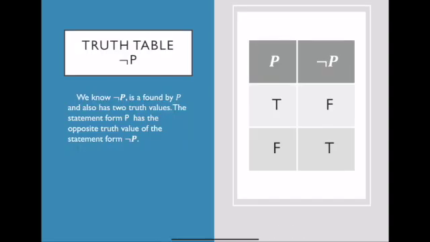So let's look at some examples. Let's look at the truth table for not P. This is negation, okay? So if P is true, then not P is false. If P is false, then not P is true, okay? P has the opposite value of not P.